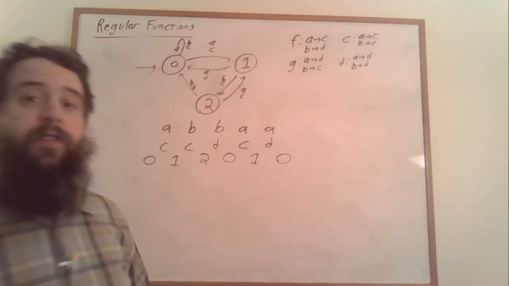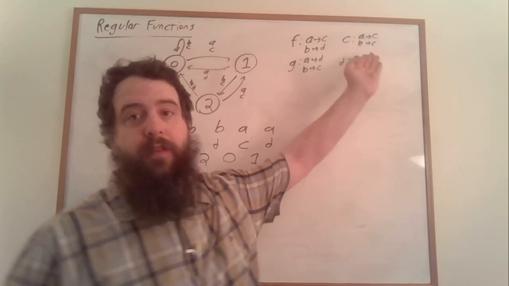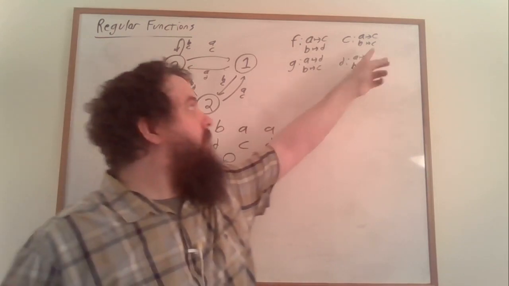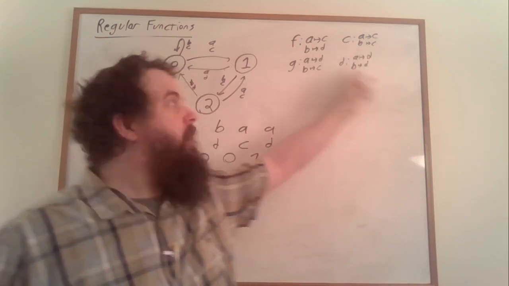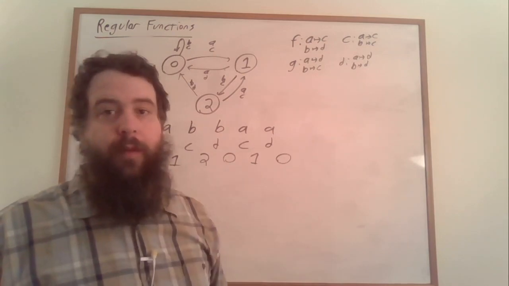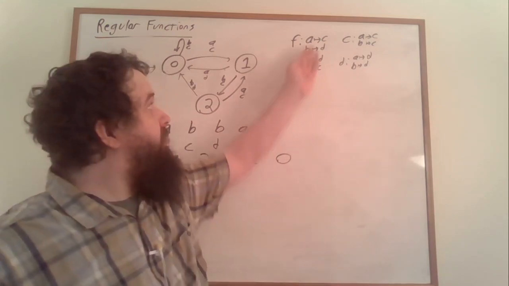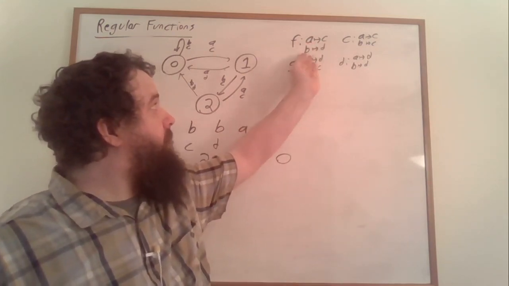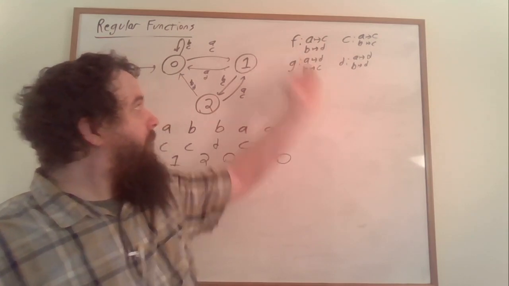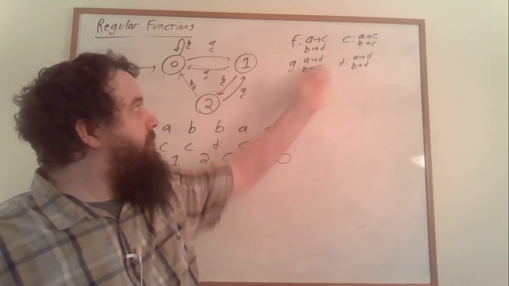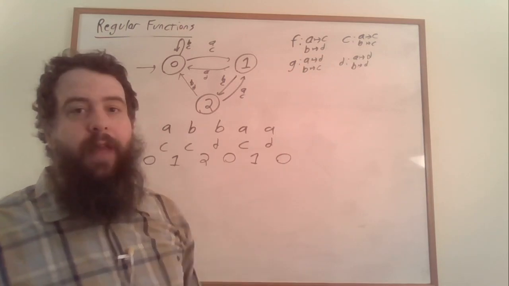Two of them are constant functions. I'll just call them the constant that they are. C is the constant function that always outputs C. D is the constant function that always outputs D. And then I'll call the function that takes in A to C and B to D, call that F. And then the function that takes A to D and B to C, I'll call that G.